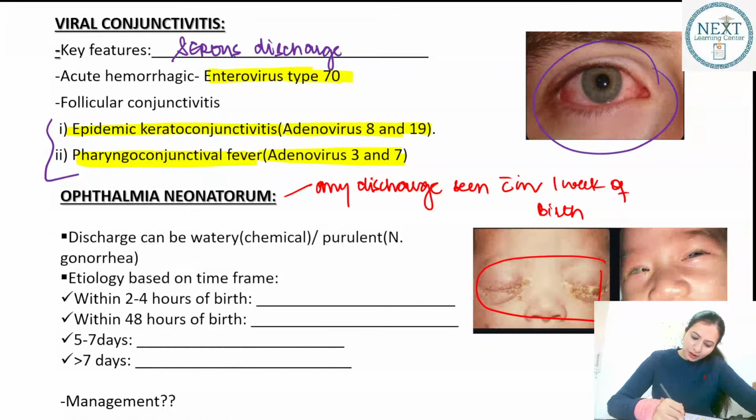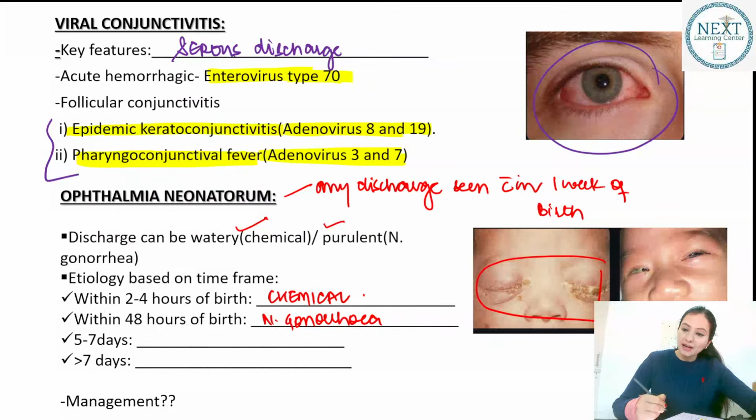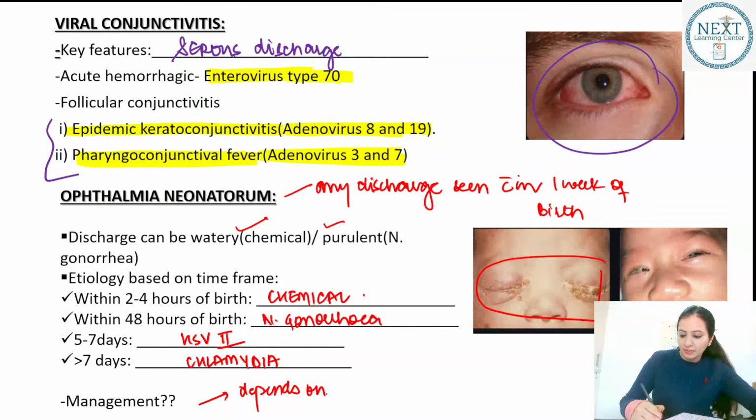So it can be watery in case of chemical, or it can be purulent when your bacteria is infected. Then etiology is based on time frame. Within 2 to 4 hours of birth, it is chemical. Within 48 hours, it is generally going to be Neisseria gonorrhoeae. Within 5 to 7 days of birth, it is going to be HSV type 2. And more than 7 days, it is going to be Chlamydia trachomatis. What is the management? Management depends on the cause of ophthalmia neonatorum.